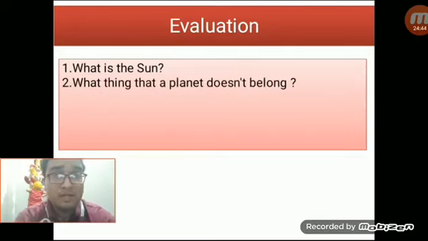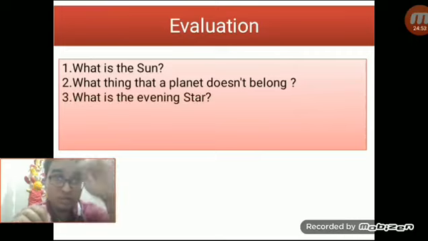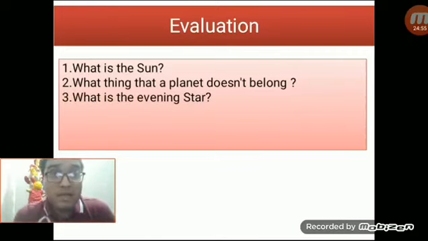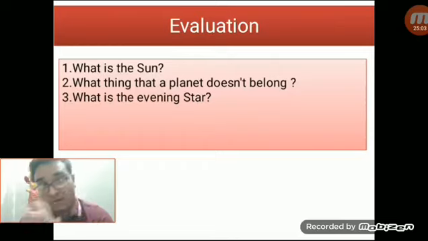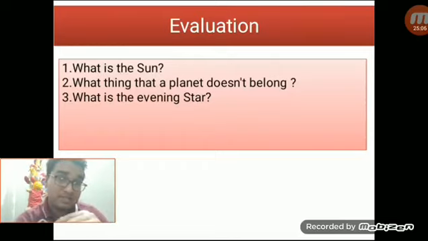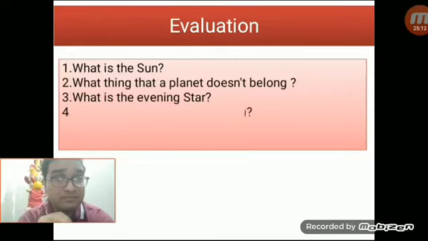Okay, then basically the sun is a star, one of the stars of the universe. Then the sun is the regulator of the solar system. Okay, both are correct. Then number two, what thing does a planet not possess? Okay, heat and light, a planet does not possess. What is the evening star? When the planet Venus stays in the western side from the earth, it is called the evening star.